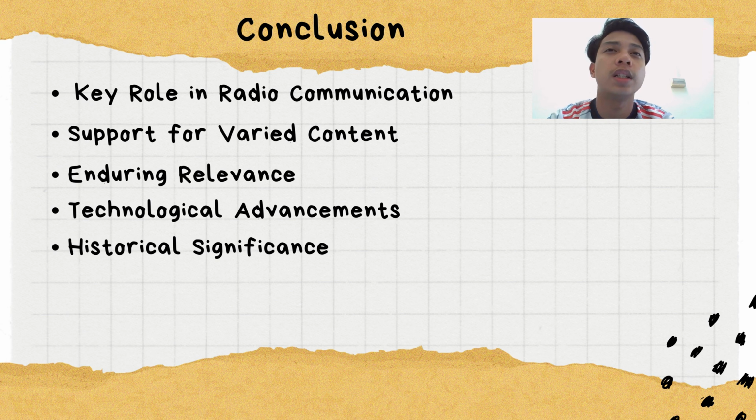Okay, the last one is historical significance. The historical significance of the AM transmitter, dating back to the early days of radio, highlights its enduring importance. This longevity is a testament to its foundational role in connecting people through the airwaves, supporting various communication needs, from local broadcast to emergency communication. Thank you.